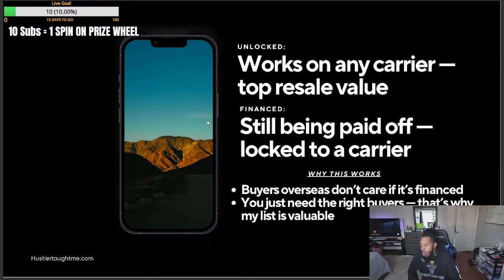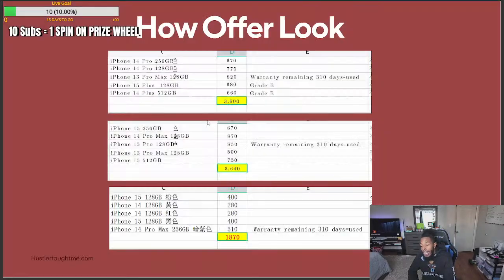Locked to any carrier. Why it works: buyers overseas don't care if it's financed. They don't care if it's on an account. They don't care if it has bad battery or great battery. They don't care, I'm just letting you know. They just want the phone. You just need the right buyers. That's why my list is very valuable.